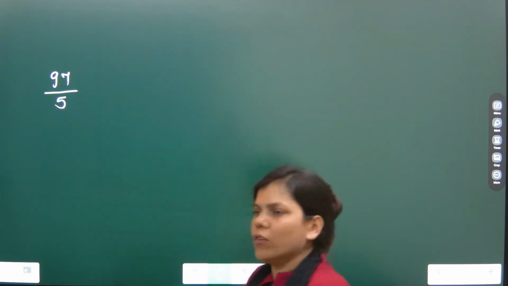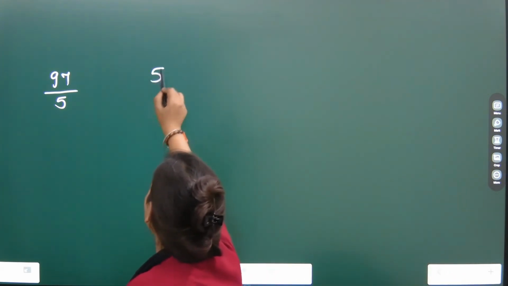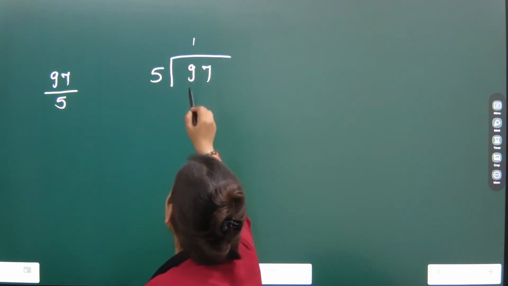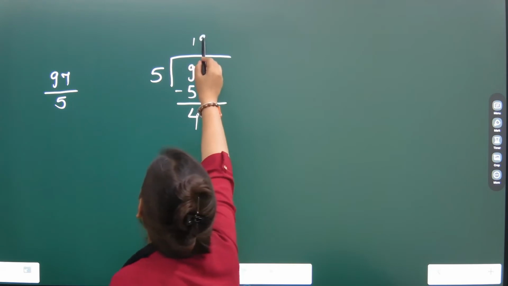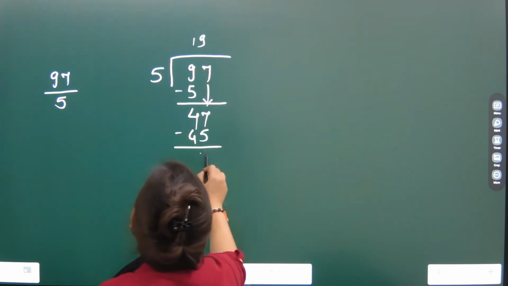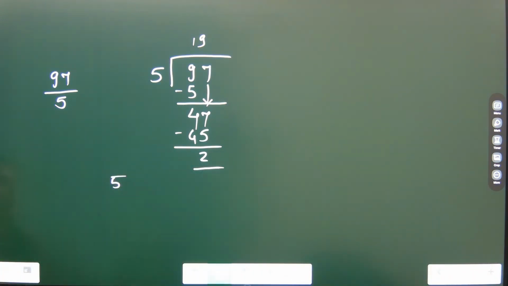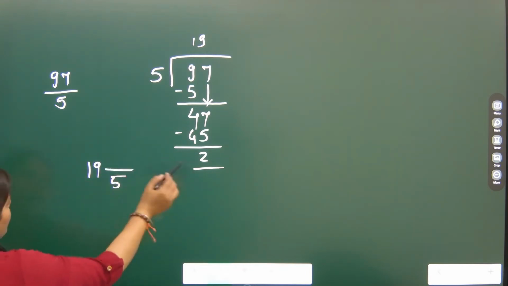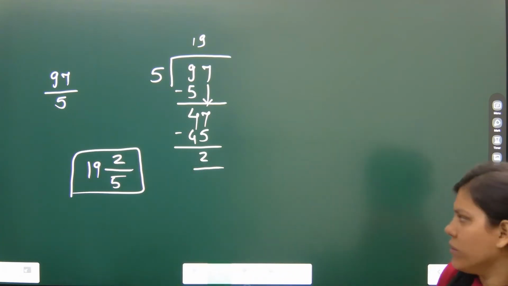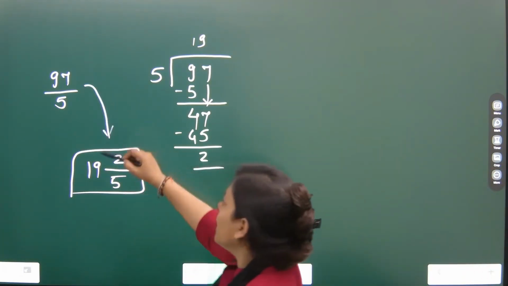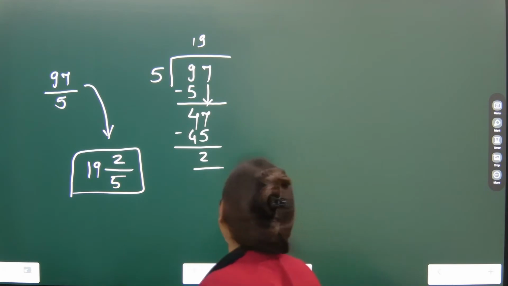97/5. Now this is also an improper fraction. I need to convert it into the mixed fraction. So what will I do? I will simply divide. 5 ones are 5, remainder 4, 47. So 5 nines are 45, remainder 2. So now 5 in the denominator, 19 as the integer and 2 as the numerator you will be writing. Okay. So this improper fraction now has been converted into mixed fraction. I hope you have understood this thing.